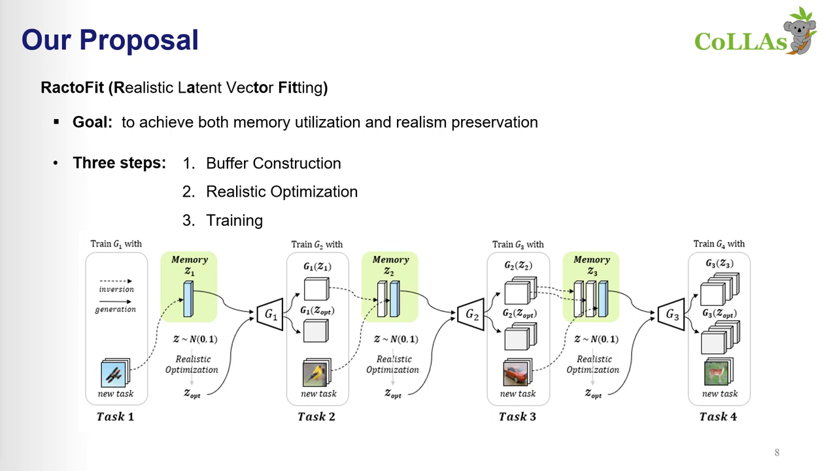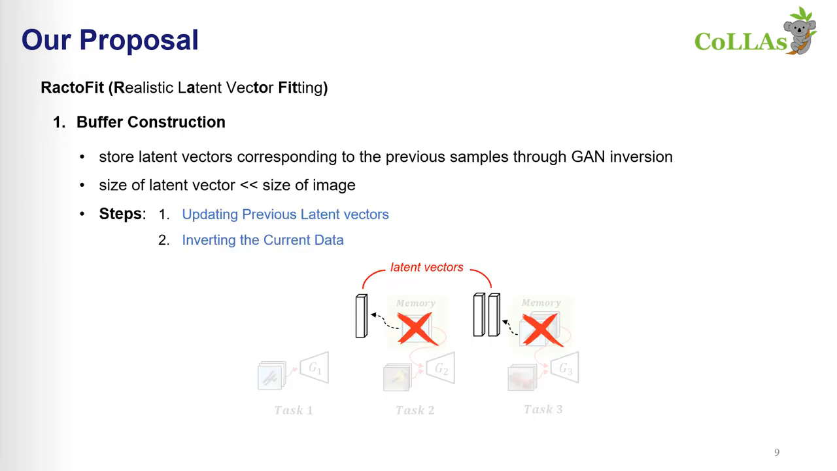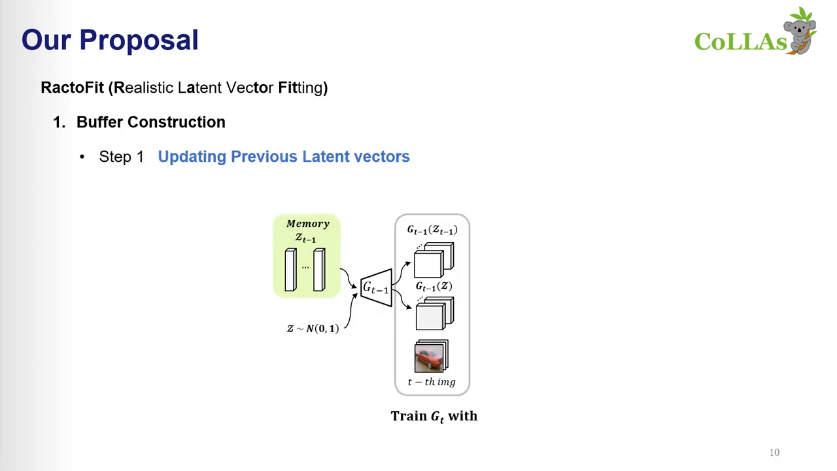So in this work, we've proposed the mixed replay method, Rock-to-Fit, to achieve both memory utilization and realism preservation. Rock-to-Fit consists of three major steps: buffer construction, realistic optimization, and training. During the buffer construction stage, we utilize GAN inversion to get latent vectors, which are inputs of the GAN corresponding to the previous samples. They are only 4% the size of each image in CIFAR10, allowing us to store 24 times more image information. And buffer construction has two steps.